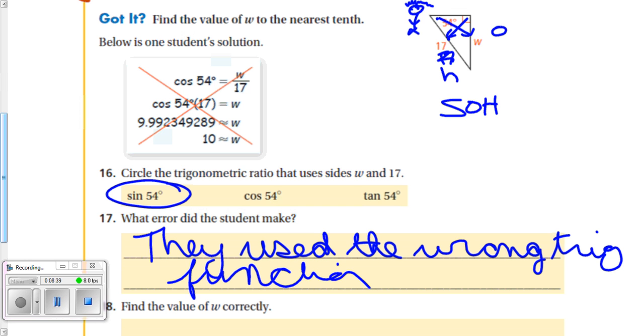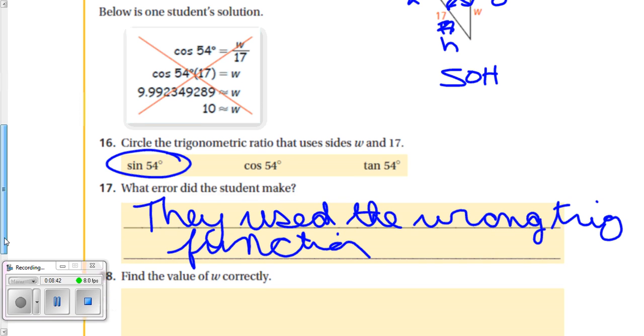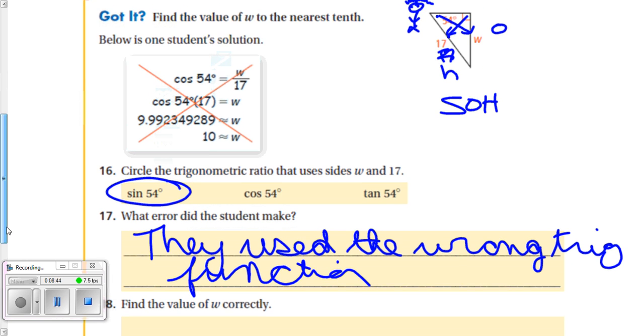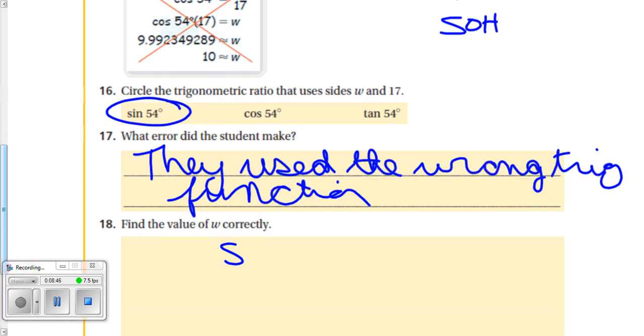All right, this says find the value of W correctly. So we're going to find the sine of 54. Actually, we're going to find the sine of 54 is equal to the opposite over the hypotenuse. And we are going to plug in the numbers that we know and solve for the ones that we don't.